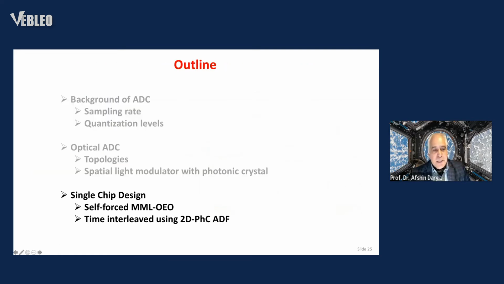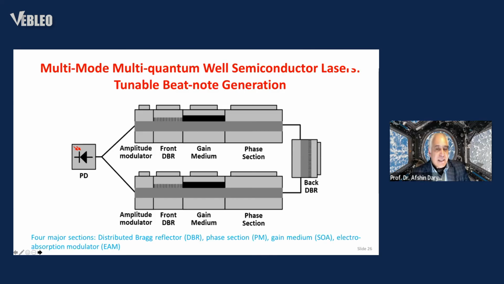So now the next issue is how we can achieve this design in a single chip design to make it not only very robust in the harsh military or the space environment, but also take advantage of the lower cost and more cost-effective implementation. So for the very stable clock signal, we use the self-forced multimode laser as an optoelectronic oscillator to generate the clock signal, and then we use time interleaving using the 2D photonic crystal add-drop filter to be able to achieve the 160 gigasamples per second.